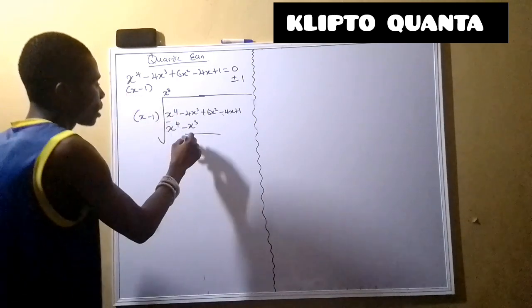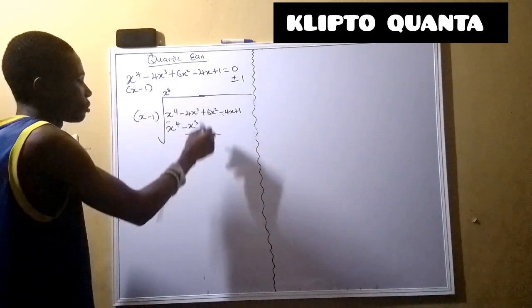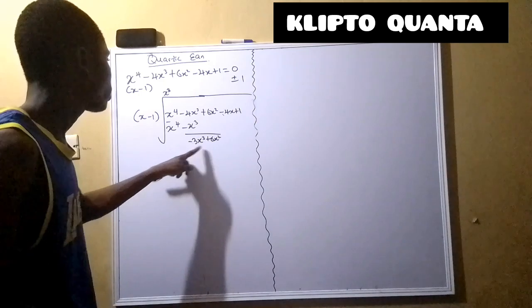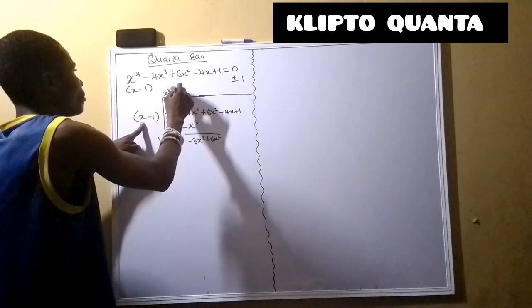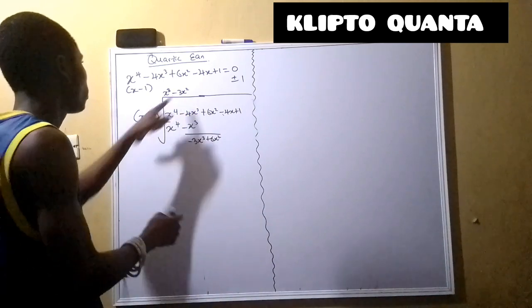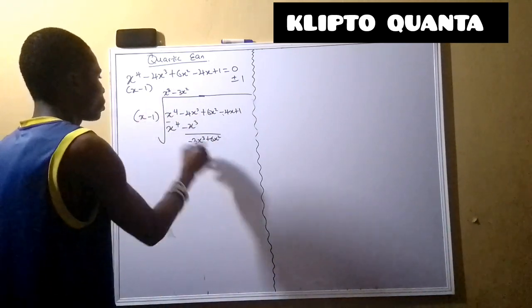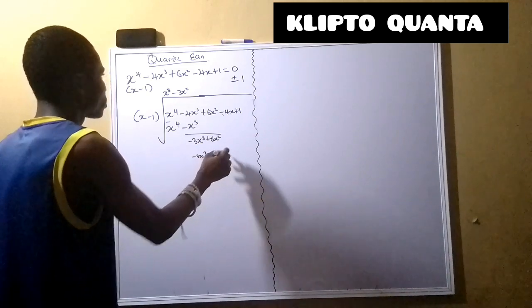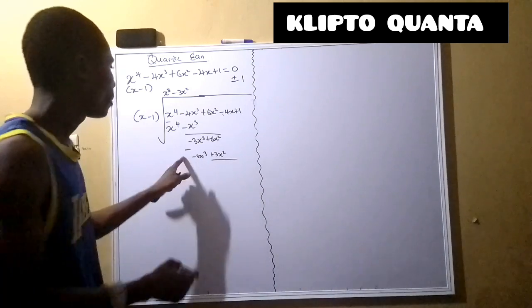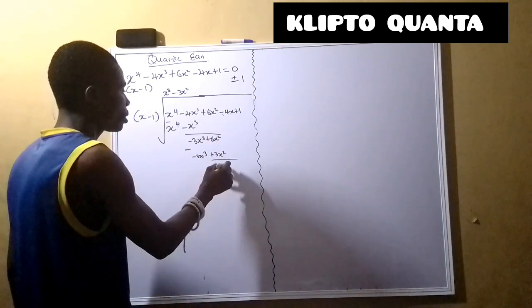Then you drag the next term down, plus 6x squared. Repeat the same thing again. Minus 3x cubic divided by x gives minus 3x squared. Multiplying it throughout, you have minus 3x cubic plus 3x squared. Then we subtract again. This is out of the game. Plus 6x squared minus 3x squared gives us 3x squared.